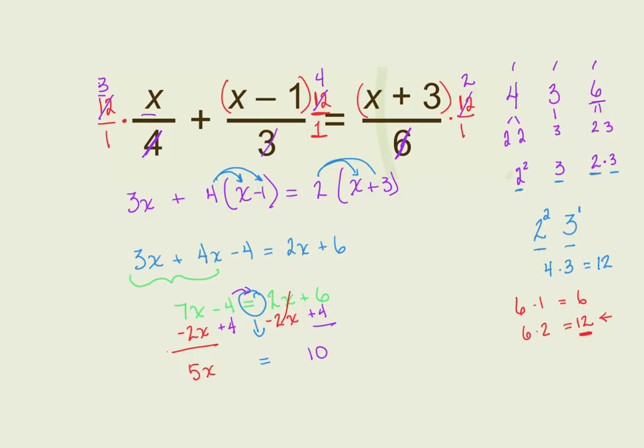When you have all of your variables on one side, all of your numbers on the other, you are then ready to divide. And so once you're ready to divide, you're just going to take that 5, the coefficient there, and divide both sides. And you will get x equals 2.